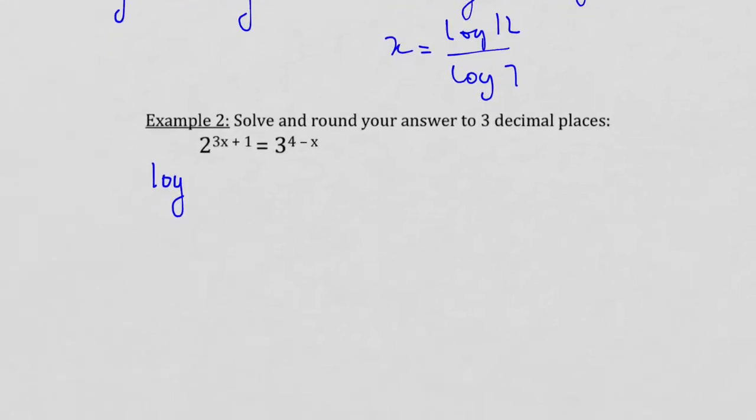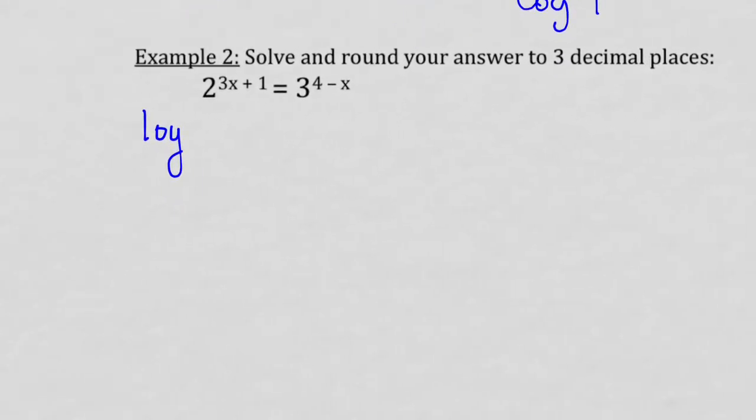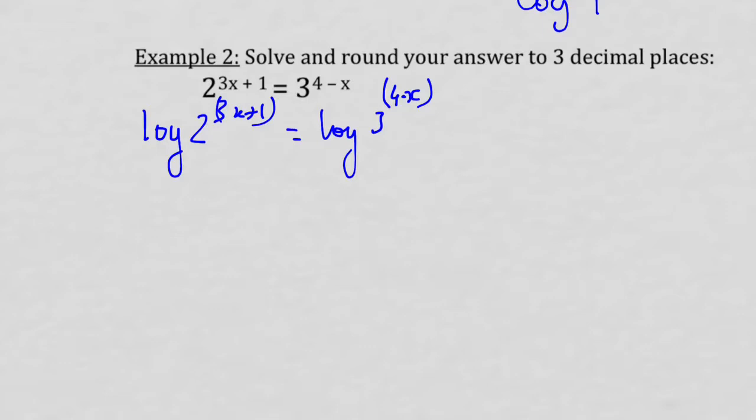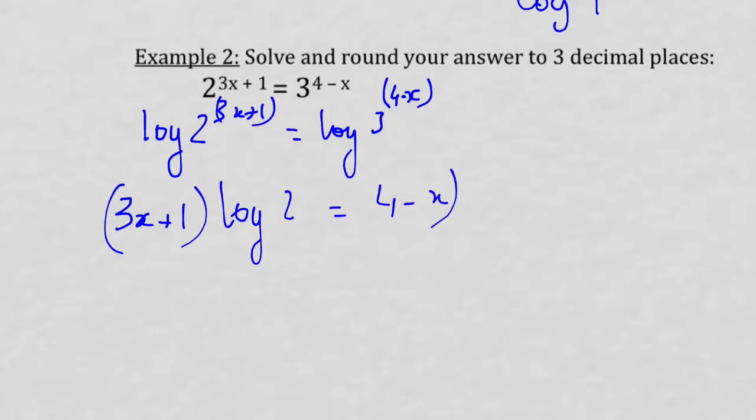We end up to have a log to the 2, 3x plus 1. I like to use my parentheses, equal log to the 3 to the 4 minus x. Now I can put 3x plus 1 in front of my log using my parentheses. This is very important to use the parentheses: (3x plus 1) log of 2 equal (4 minus x) log of 3.